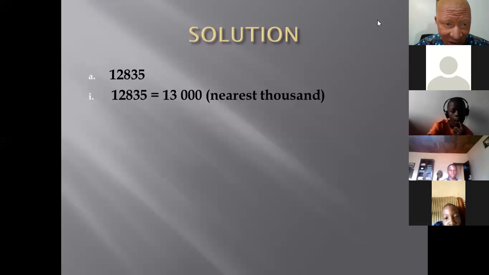Okay, so let's check. Don't forget that the same 12,835, we are to round it up to the nearest 100. So how will it be if we are rounding it up to the nearest 100?